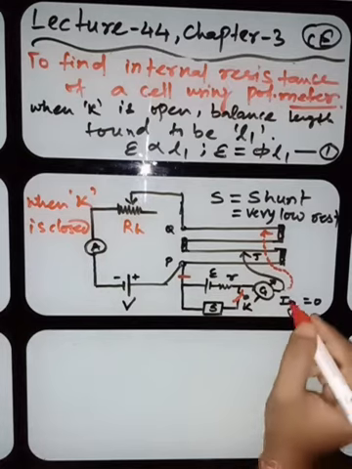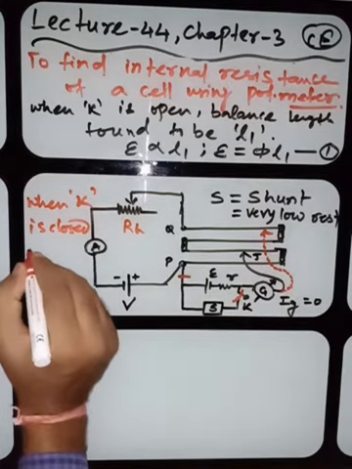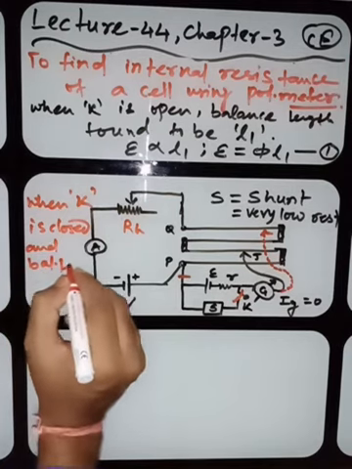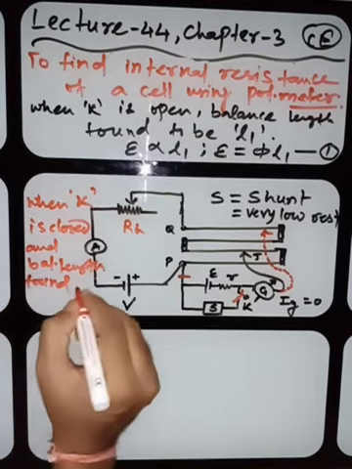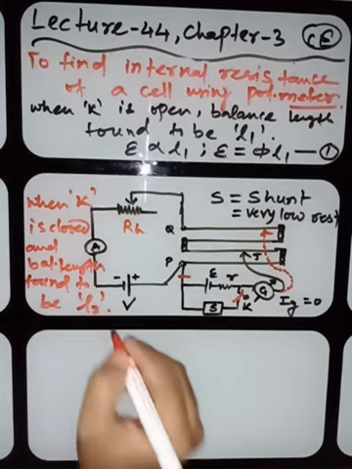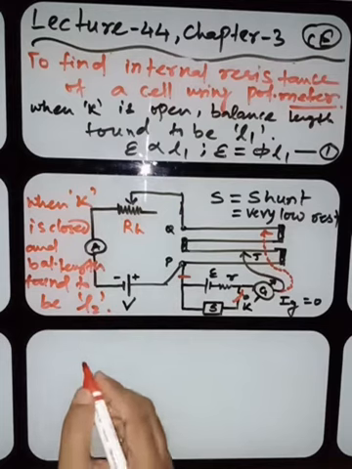Now the balance length will be changed. Suppose the balance length is found to be L2. Then what will you write?